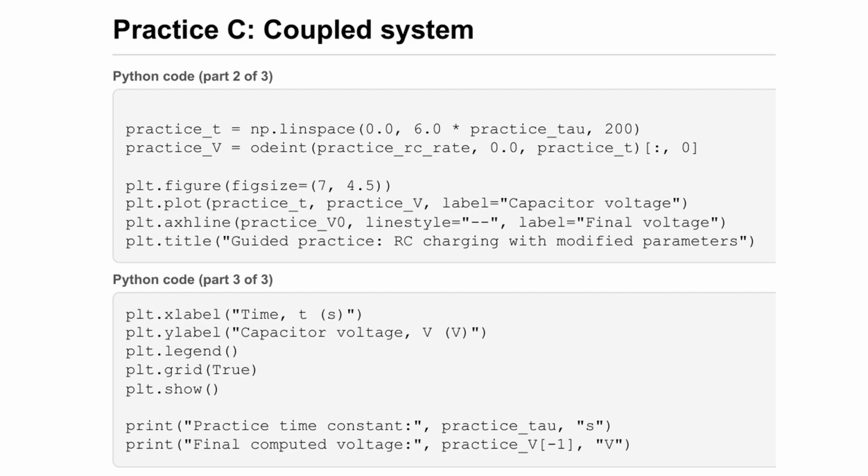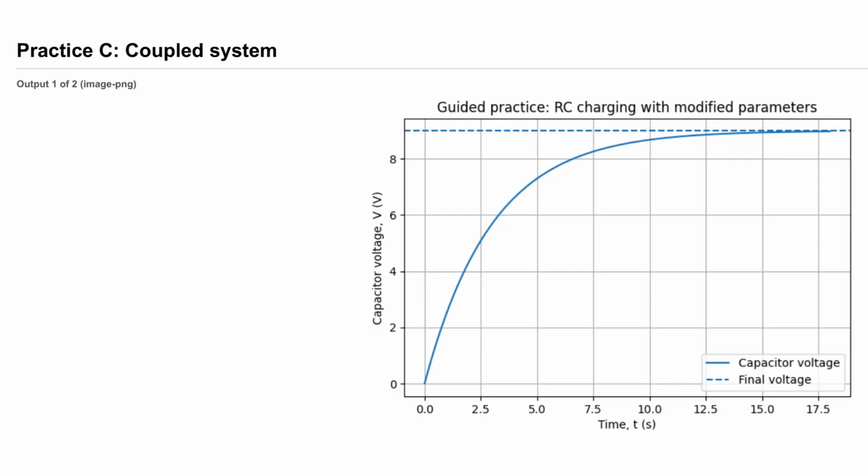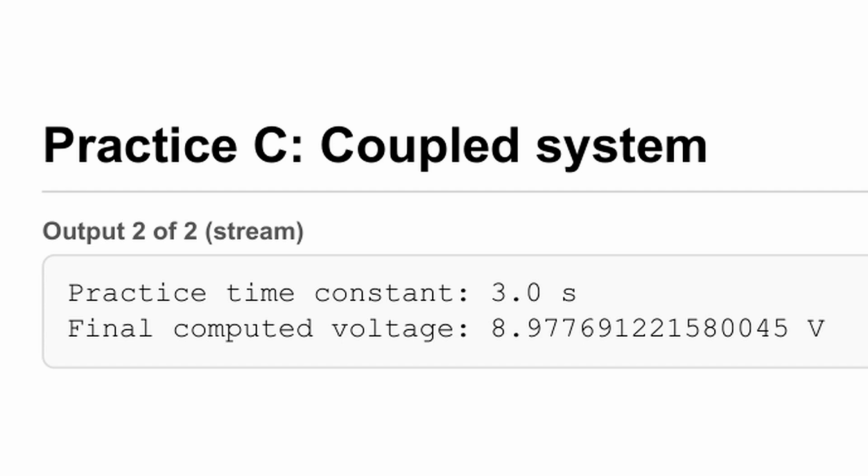This portion of the starter code runs ODENT with the new parameters, creates a plot of the capacitor voltage, and prints the updated time constant and final voltage. With our modified parameters, the capacitor now takes longer to charge, asymptoting smoothly to the new 9-volt battery limit. The output confirms our new time constant is 3.0 seconds, and the final computed voltage accurately approaches the expected 9 volts.